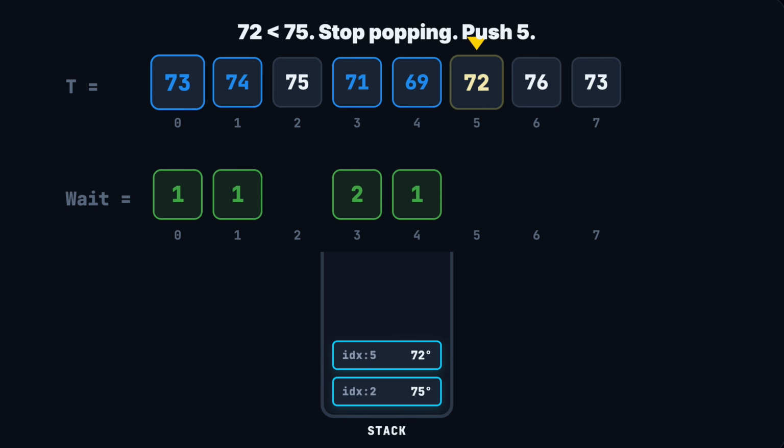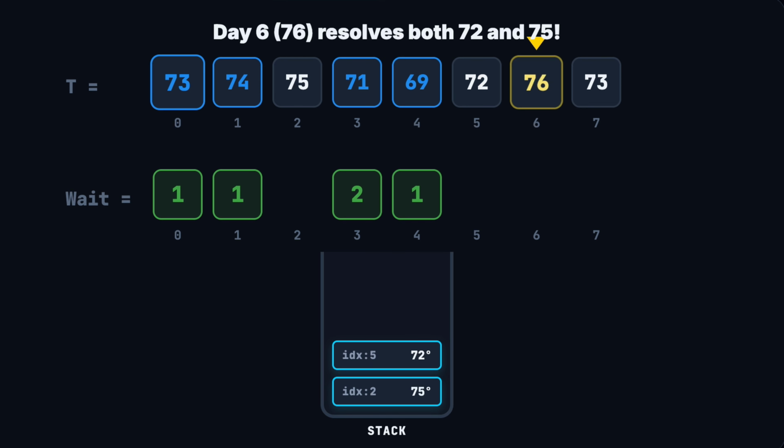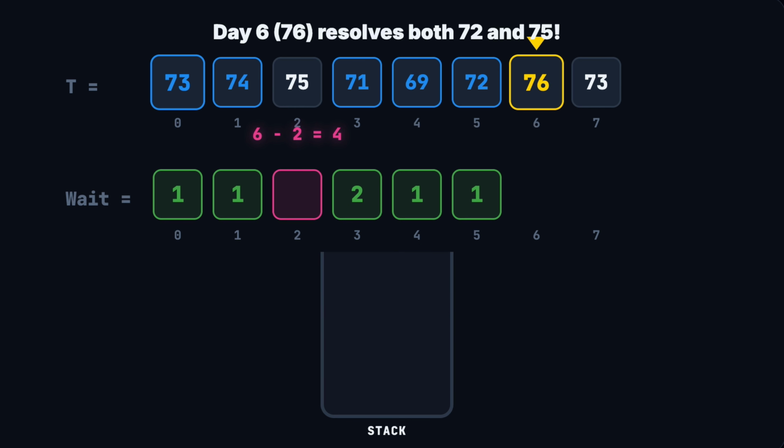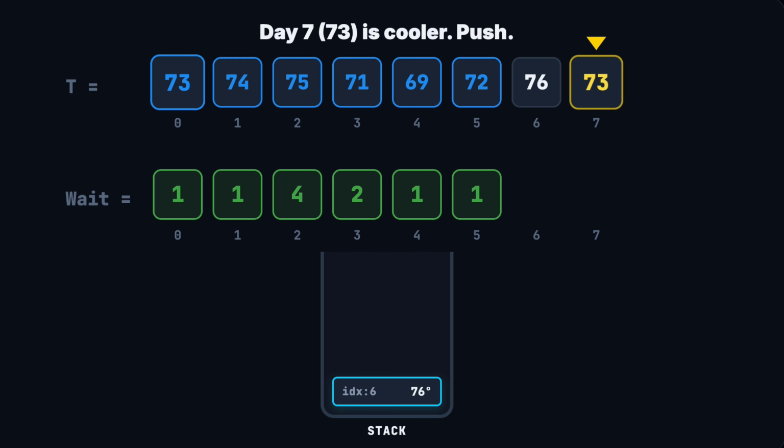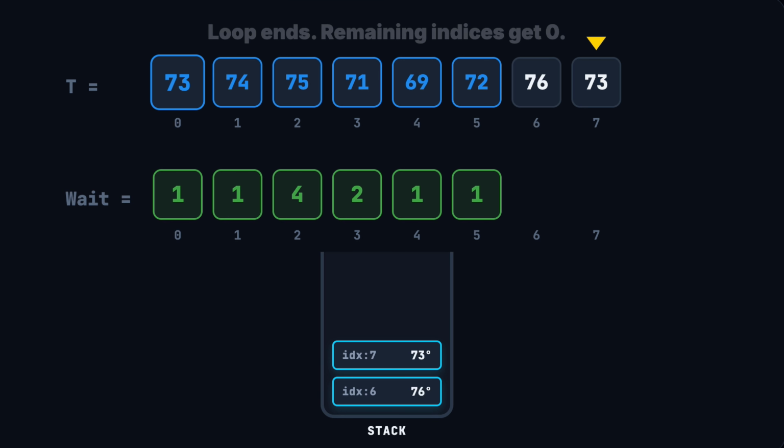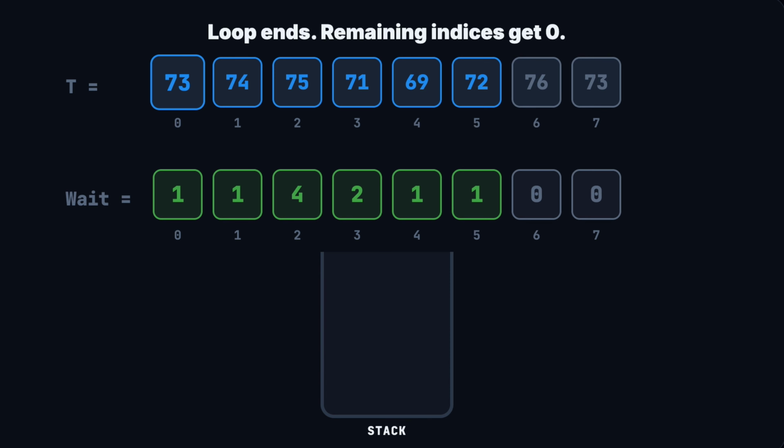From here, the rest is easy. At index 6, 76 sweeps in and resolves both of our remaining waiting days, giving us wait times of 1 and 4. And we push index 6. Finally, at index 7, 73 is cooler than 76. So we just push it onto the stack. The loop ends and any remaining indices in the stack were never resolved. So their waiting time simply stays 0.